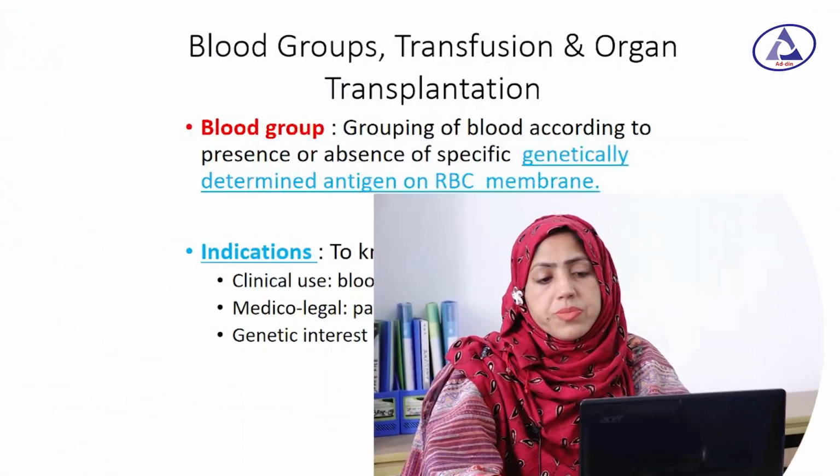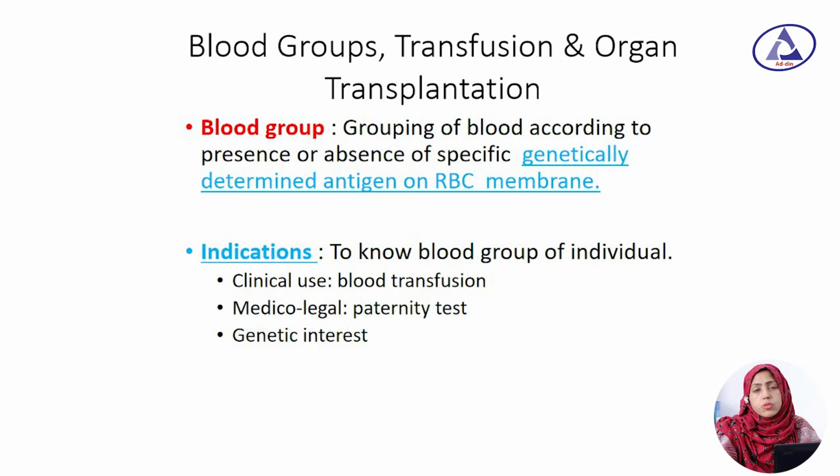Today I am going to conduct my lecture on blood group and transfusion. So let's start. What do you mean by blood group? Blood group is the grouping of blood according to presence or absence of specific genetically determined antigen on the RBC membrane.